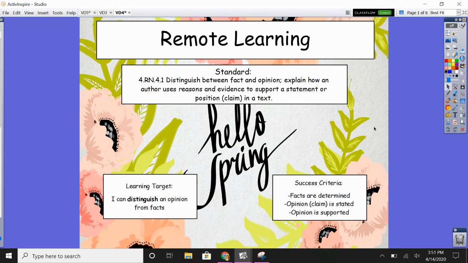This week we are going to start talking about fact and opinion. So our standards at the top, our learning target for today says, I can distinguish an opinion from facts. We want to make sure that we can find what that opinion is based on the facts given. In order to do that, we're going to determine what the facts are, figure out what the opinion is, and make sure that we can support it.